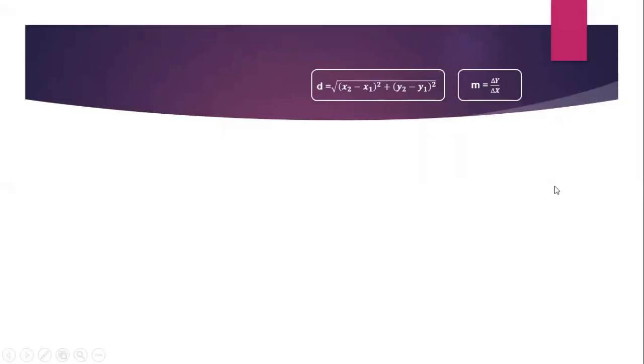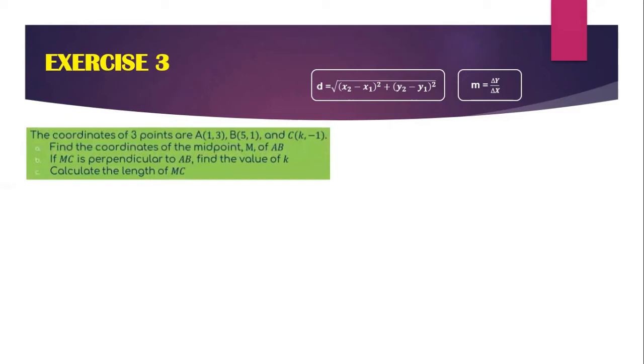Okay, we go to exercise 3. What's the question? The coordinates of 3 points are A (1, 3), B (5, 1), and C (K, minus 1). A. Find the coordinates of the midpoint M of AB. B. If MC is perpendicular to AB, find the value of K. C. Calculate the length of MC. That's a very easy question as well. Okay, next. We're going to answer this one.